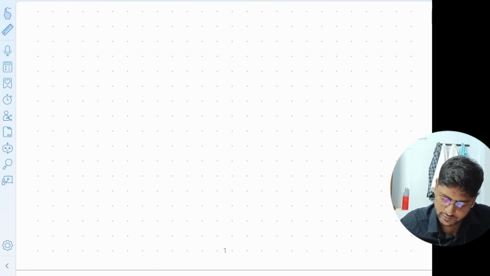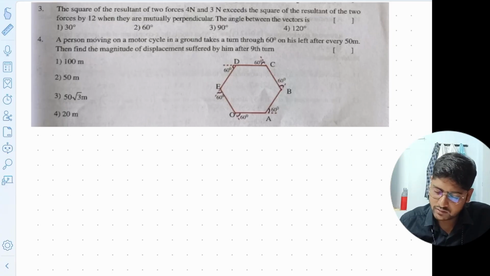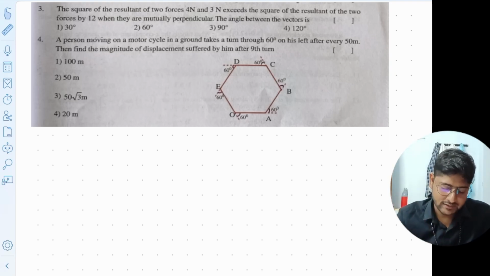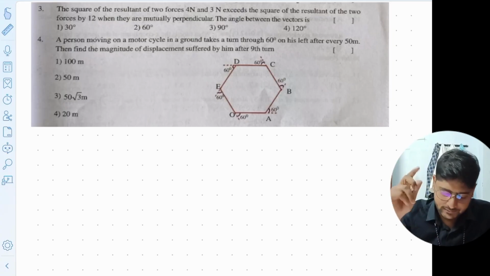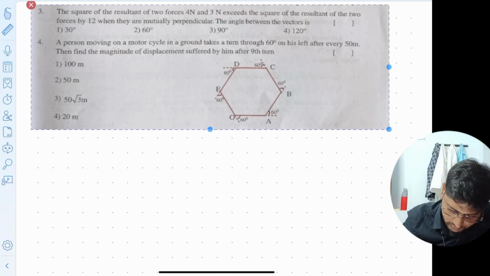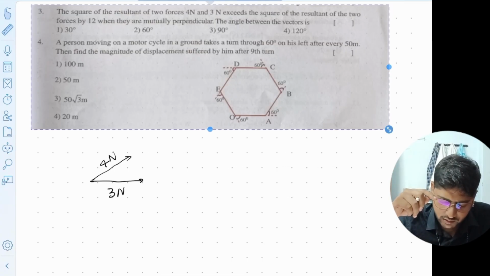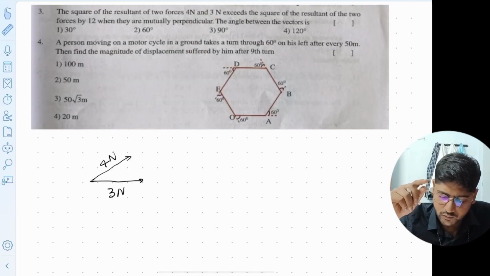So now we'll solve question number 3. The square of the resultant of the two forces 4 newtons and 3 newtons exceeds the square of the resultant of the two forces by 12 when they are perpendicular, the angle between them. So suppose this is our vector 4 newton and this is our vector 3 newton. The square of the resultant of the two forces of 4 newton and 3 newton.